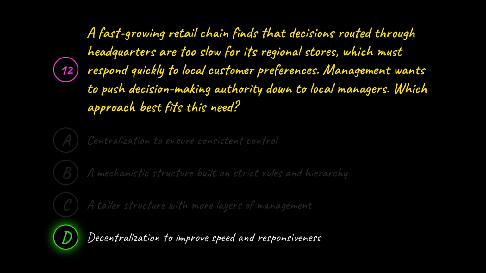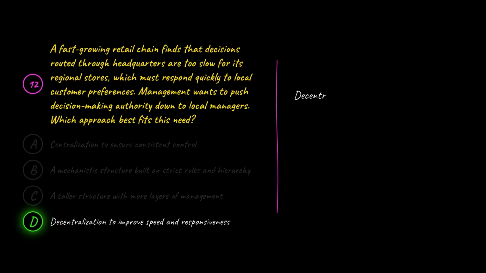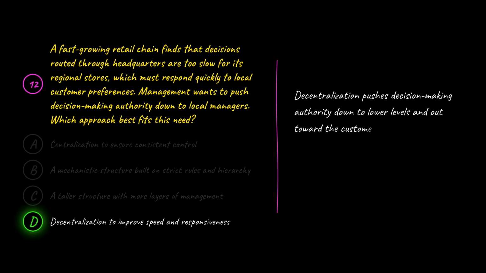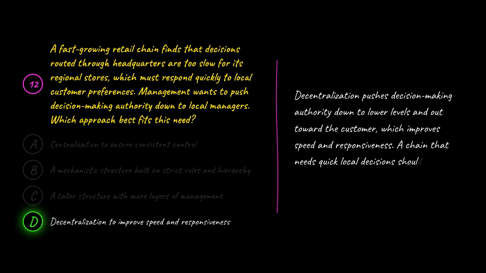The correct answer is D. Decentralization to improve speed and responsiveness. D is correct because decentralization pushes decision-making authority down to lower levels and out toward the customer, which improves speed and responsiveness. A chain that needs quick local decisions should decentralize.